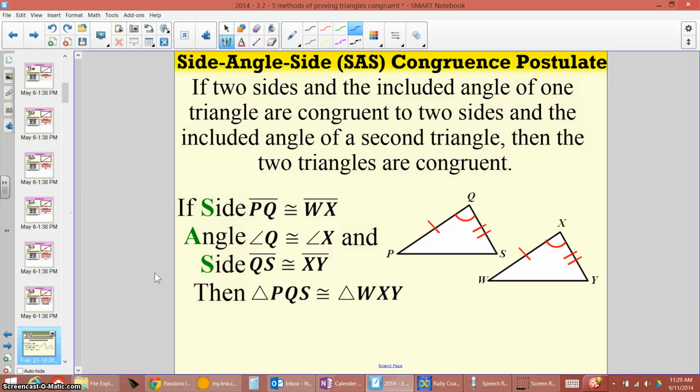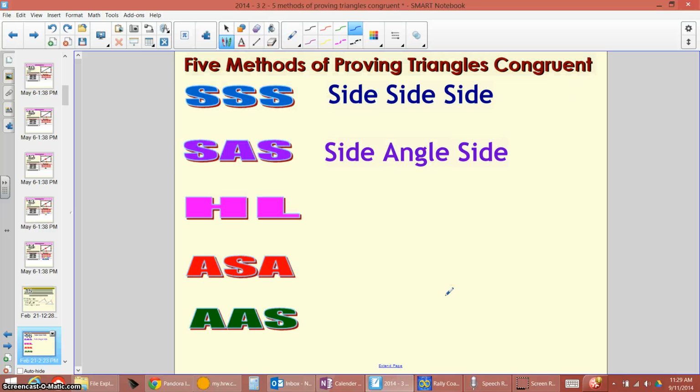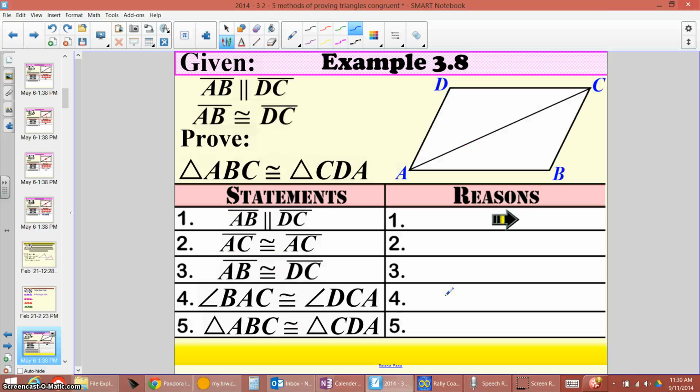Next one, side angle side. If I have a side and the angle in between them, specifically the angle in between the 2 sides, then I know that triangle PQS is congruent to triangle WXY. Okay, that's called side angle side. Again, minimum requirement. If that's all I can find, then I still know that all the rest of the pieces are also congruent. So I tell you that they're parallel.